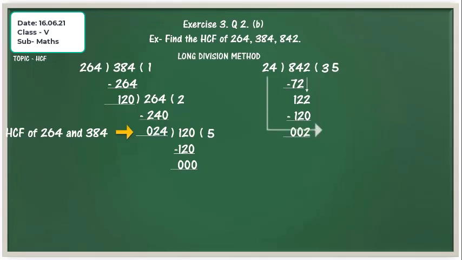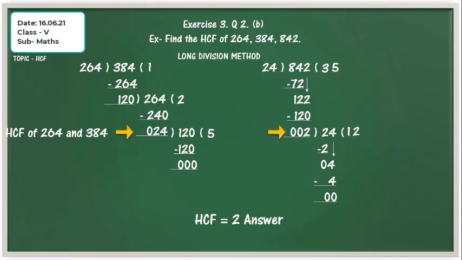So 2 multiplied by 1 is equal to 2 and we got the remainder 0. 4 came from the next place. Now 2 multiplied by 2 is equal to 4 and we got the remainder as 0. It means we have completed the division here. And the last divisor, which is 2, is our HCF. We got the HCF as 2.